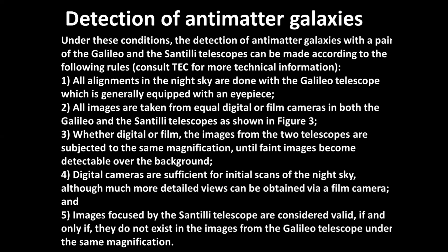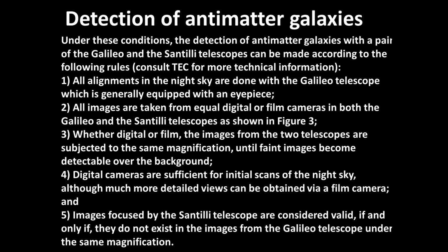All images are taken from equal digital or film cameras in both the Galileo and the Santilli telescopes as shown in figure 3, and I'll show you those. Whether digital or film, the images from the two telescopes are subjected to the same magnification until faint images become detectable over the background. 4, digital cameras are sufficient for initial scans of the night sky, although much more detailed views can be obtained via a film camera, and images focused by the Santilli telescopes are considered valid if and only if they do not exist in the images from the Galileo telescope under the same magnification.